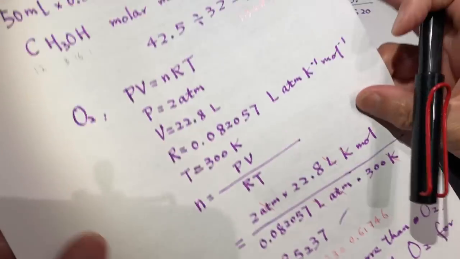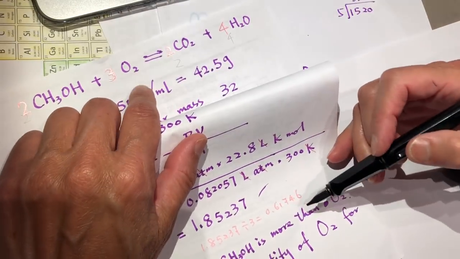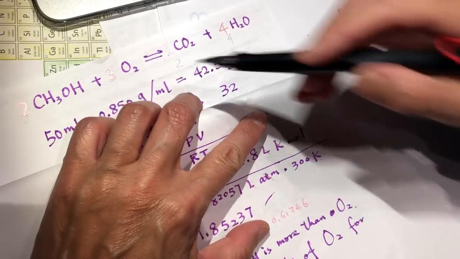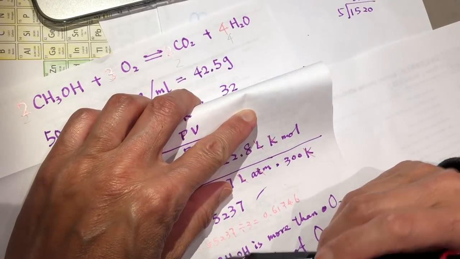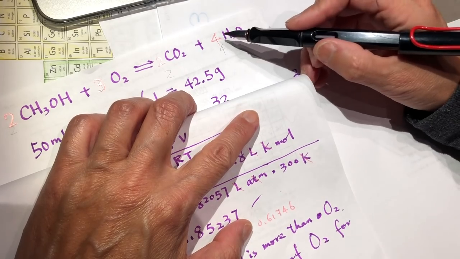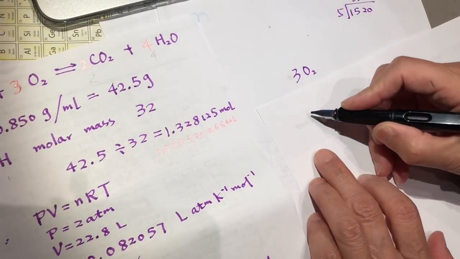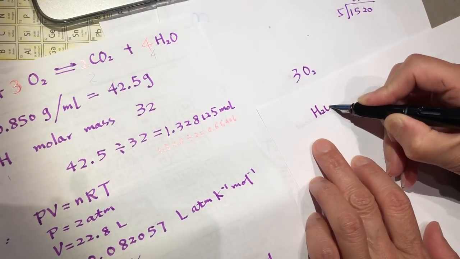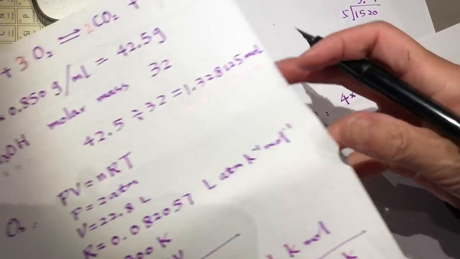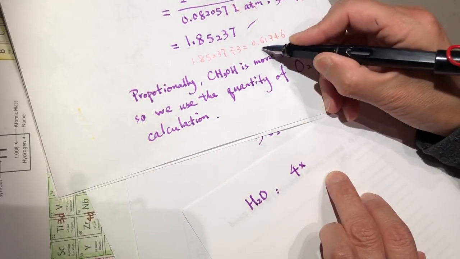So for oxygen, 1 unit is this number, 3 units is this number. Water, 1 unit is this number, 4 units will be 4 times this number.